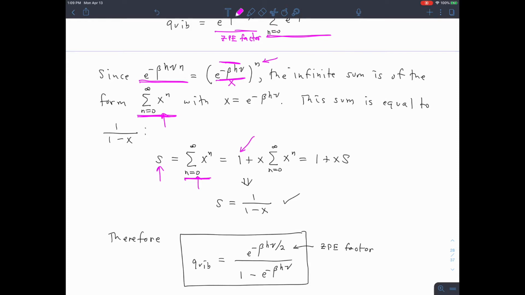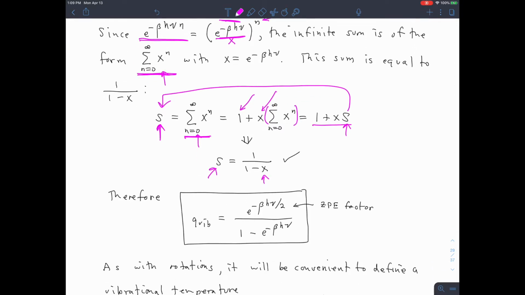And then I take what's left over and I factor out one x. So that x has been factored out of everything. Then I get the same sum back. So my sum is equal to 1 plus x times the same sum. And that means I can solve for S. And when I do that, I get that S is equal to 1 over 1 minus x. Remember that x in this case is e to the minus beta h nu.